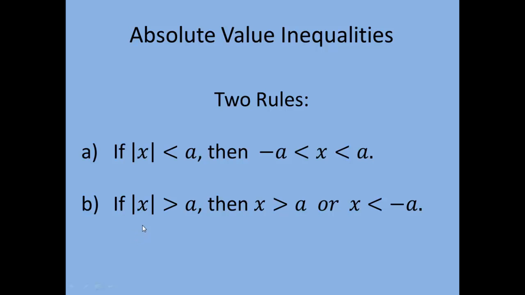And the second rule we have is the absolute value of x is greater than a. It's different for greater: then x is greater than a or x is less than negative a. So we're going to rewrite it in this form. I'm going to show you why these rules are true, and then we'll actually go through and solve some inequalities with them.